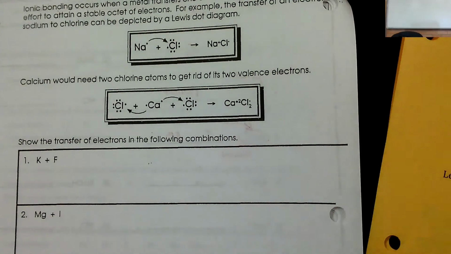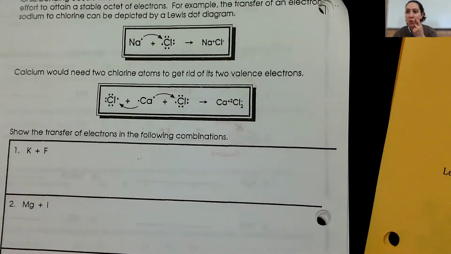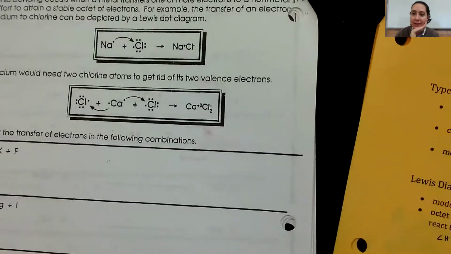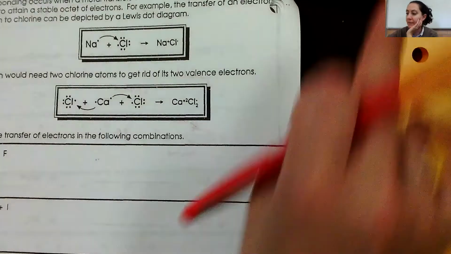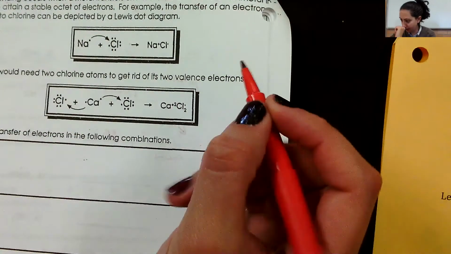And then it causes both of them to become ions. Those two ions are electrostatically attracted to each other because they have opposite charges. Same Coulomb's law that explains how protons in the nucleus attract electrons in the electron cloud. Same thing here.